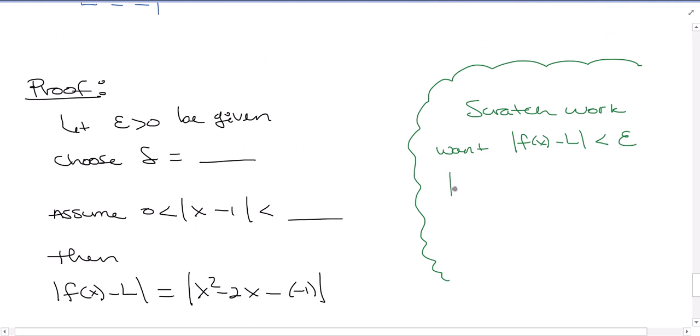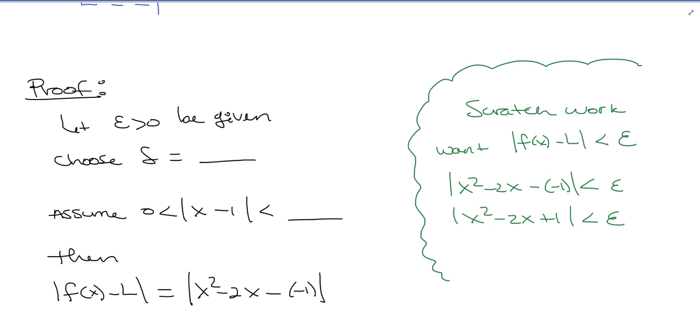So I'm going to just start doing my scratch work. So f of x, x squared minus 2x, minus L, so minus negative 1, less than epsilon. So I have this so far. And so now I have to figure out how do I handle this. This is different than when I had a linear. With the linear equation, usually it was just off by a constant, right? The other thing that I'm hoping to see is that my x minus a, my x minus 1 shows up in here. So with the linear function, it's a lot easier to see than with a quadratic.